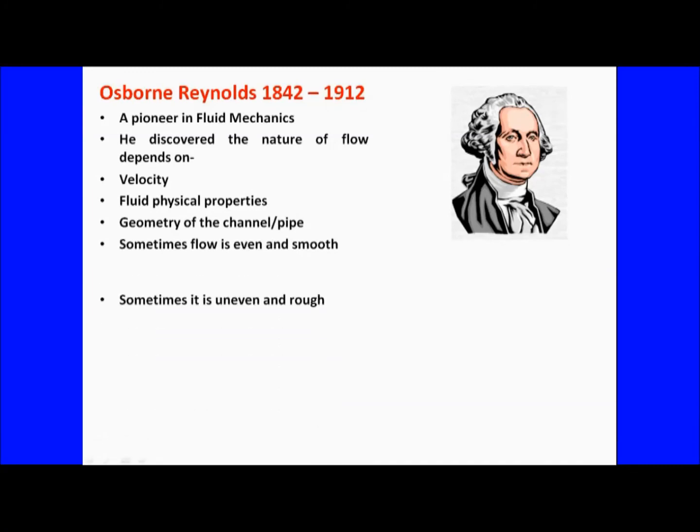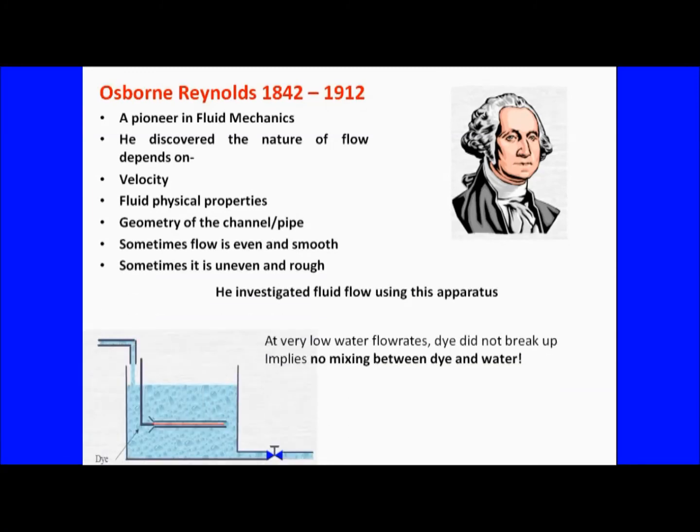See what he has found: at very low water flow rates, the dye never breaks up, it just flows in a single line, right? This means the dye and the water never mix up. But at a high water flow rate, the dye breaks up and mixes with the water, giving a color to the water. So what actually happens? So, Reynolds' experiment.